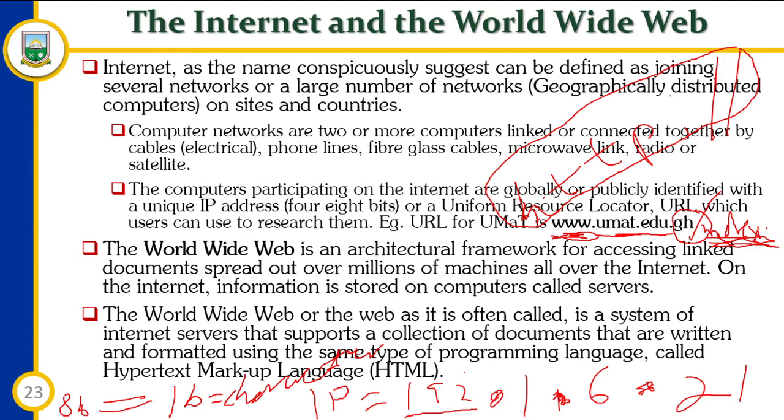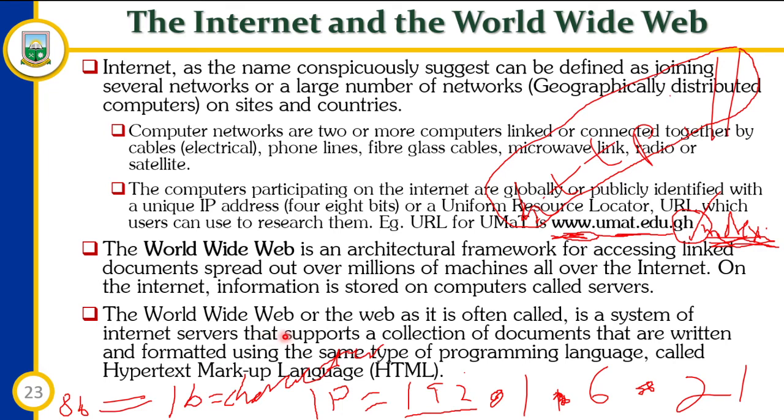So the World Wide Web, the WWW, is an architecture framework for accessing linked documents spread out over millions of machines all over the internet. On the internet, we have information that is stored on computers called servers. So a server is able to store some information. There are different types of servers that are also available.